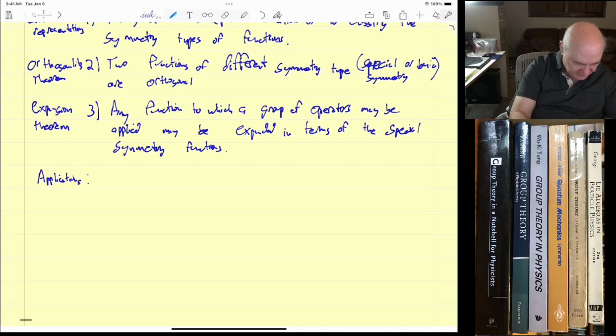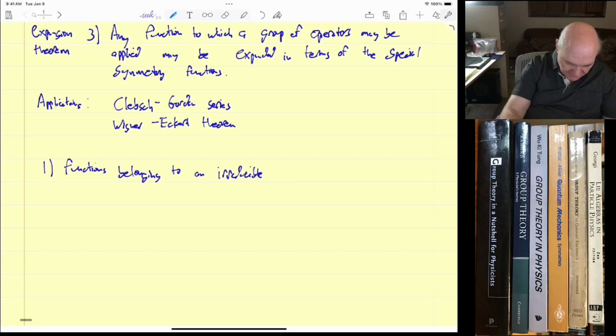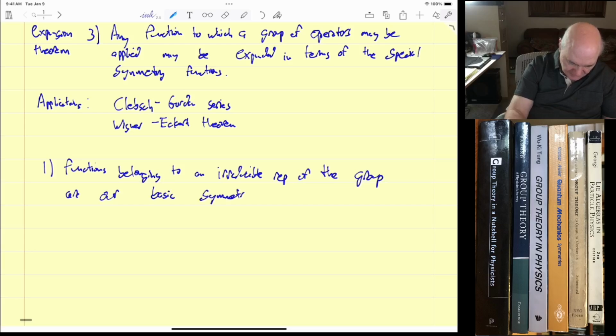When you study quantum mechanics, you'll see things like Clebsch-Gordan series, Wigner-Eckart theorem, etc. So, with respect to 1, functions belonging to an irreducible rep of the group. Remember, we always start with some kind of symmetry group. Are our basic symmetry types.